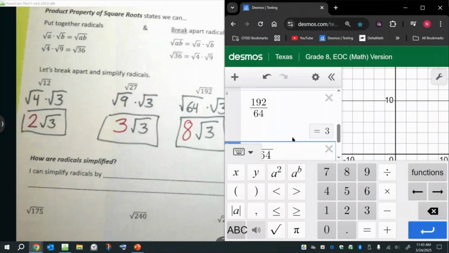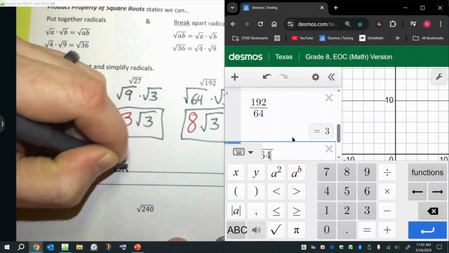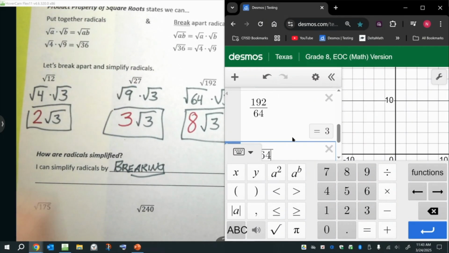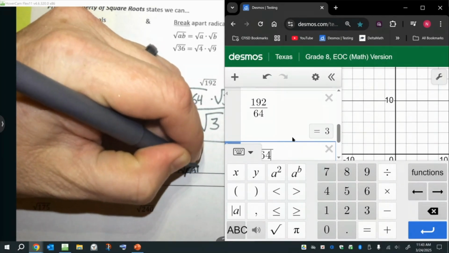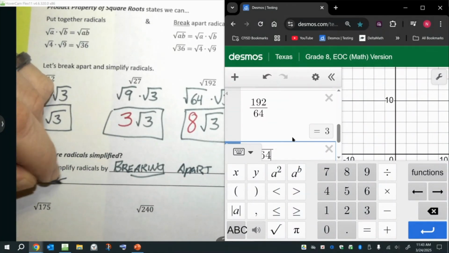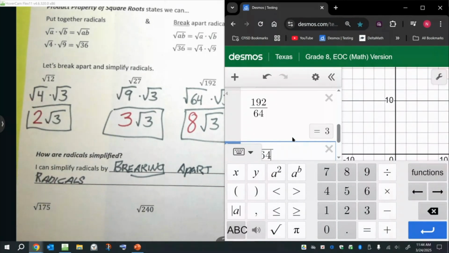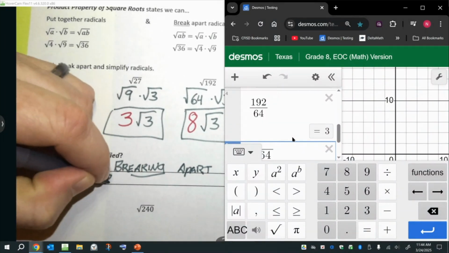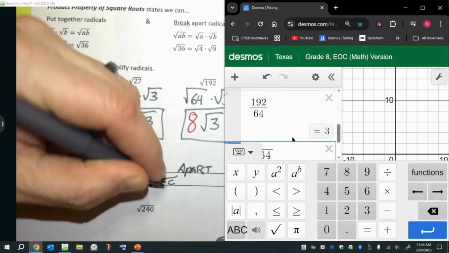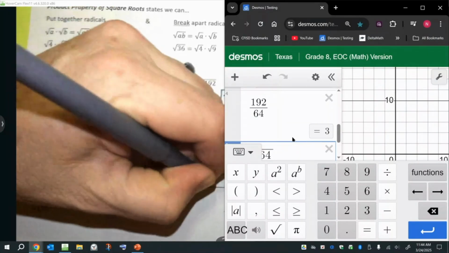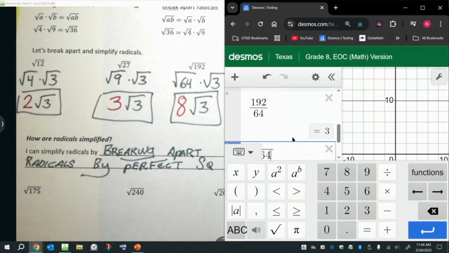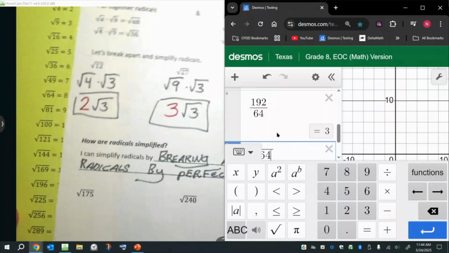Okay? So I can simplify radicals by breaking apart radicals by perfect squares. All right, so let's try a couple more.